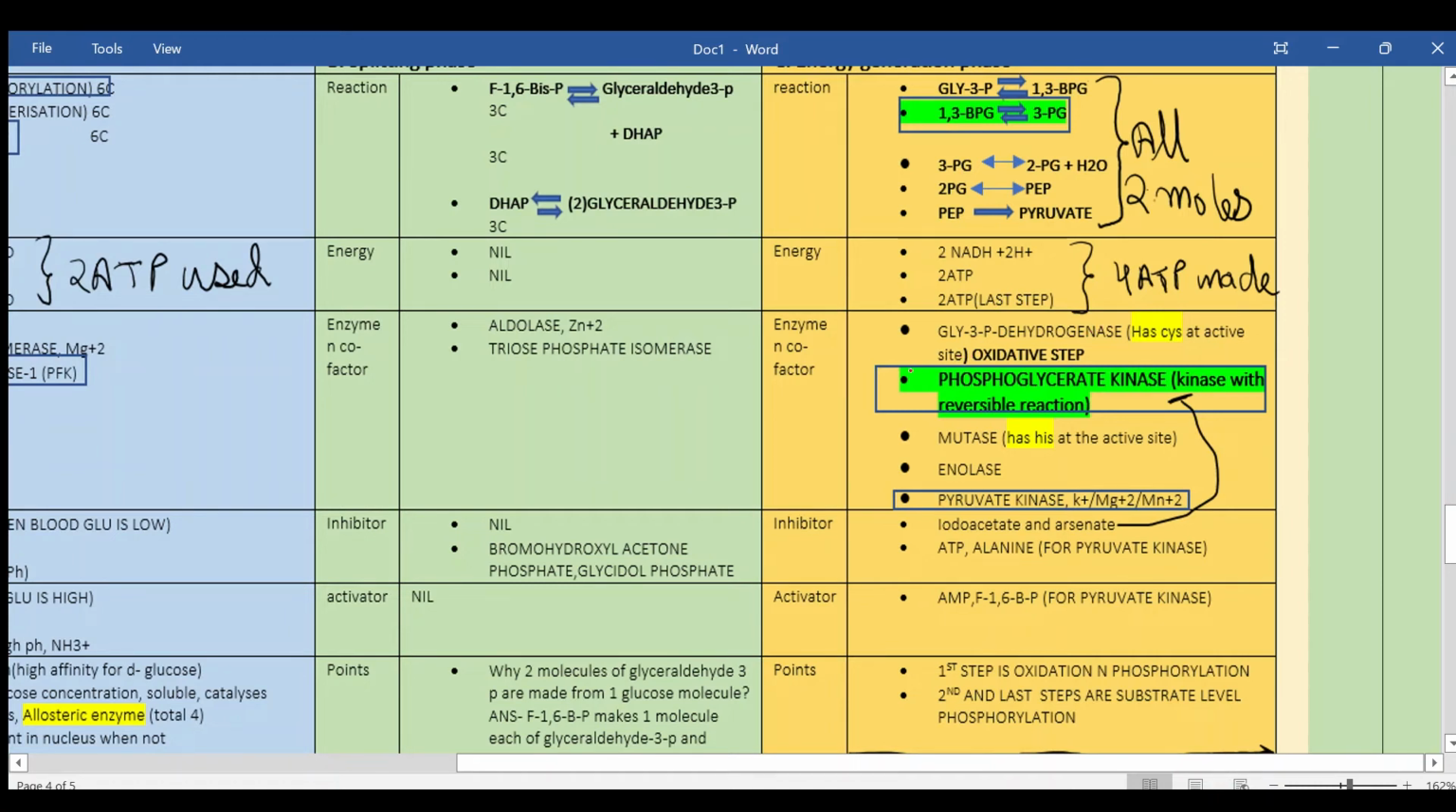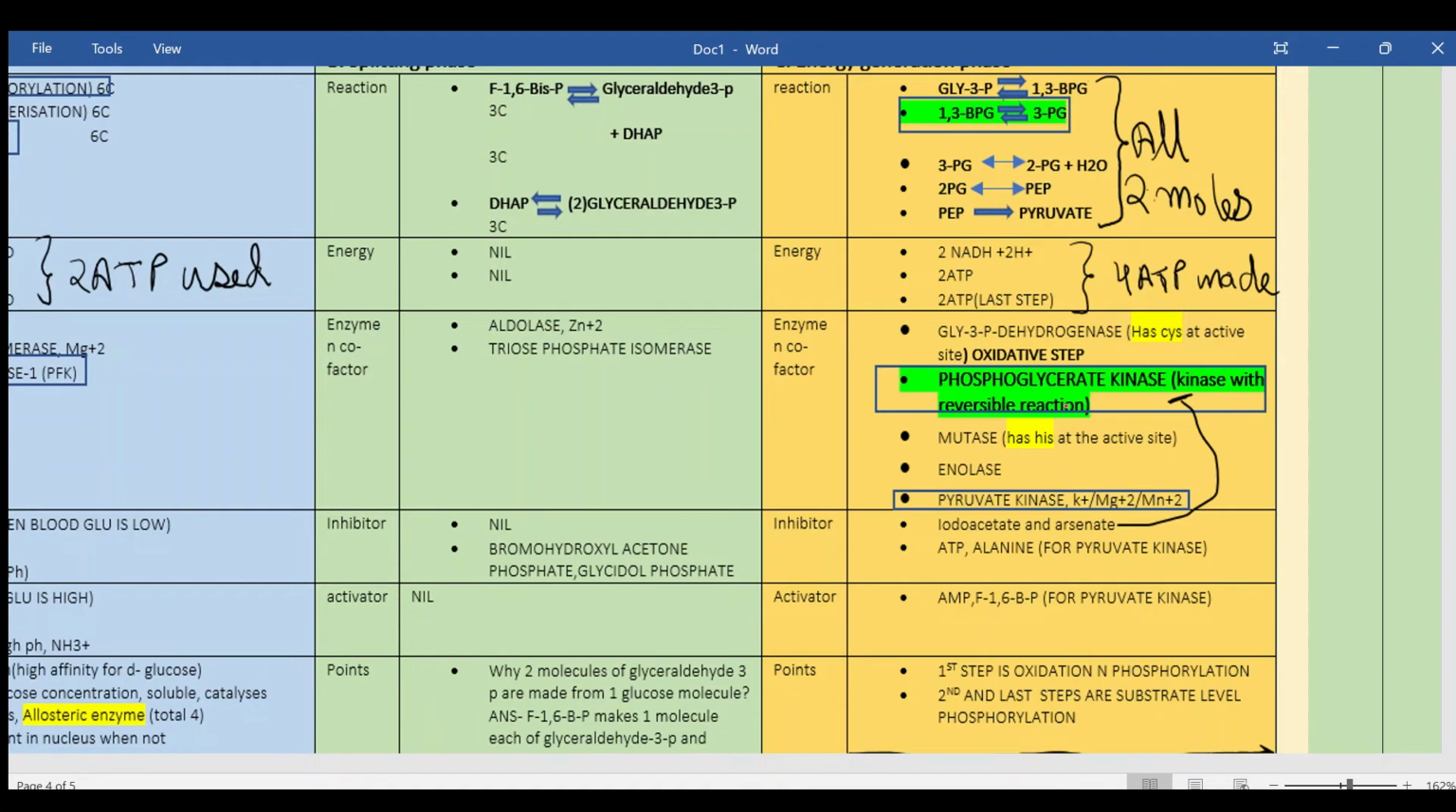The second step, which is 1,3-bisphosphoglycerate to 3-phosphoglycerate, the enzyme is phosphoglycerate kinase, and this kinase will be showing reversible reaction. Now what does this mean? Actually all the kinase mediated reactions are irreversible in nature. All the kinase mediated reactions or steps are not interconvertible, they are irreversible.